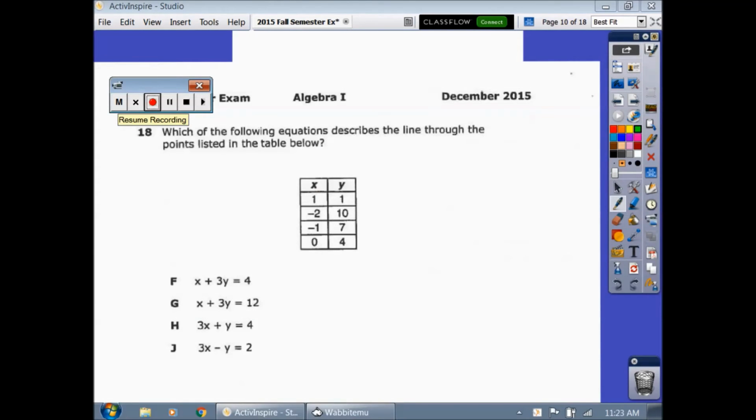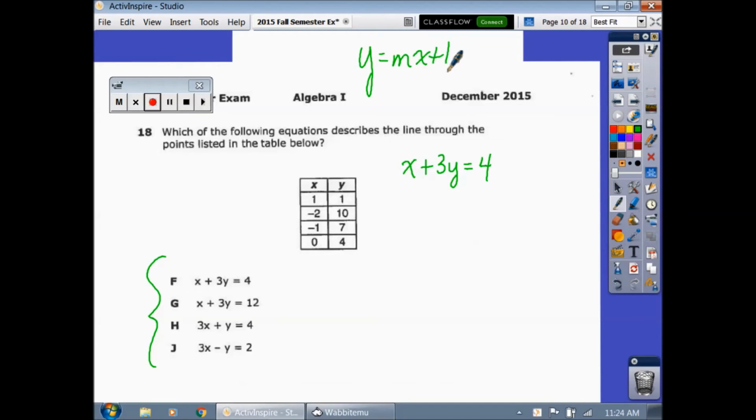Which of the following equations describes the line through the points listed in the table below? If it is not in y equals, which these equations right here are not in y equals, the first way that I'm going to show you is you can take each answer choice. So we'll start with F. And what we're going to do is we are going to put it in y equals mx plus b form. So we'll split it up here.